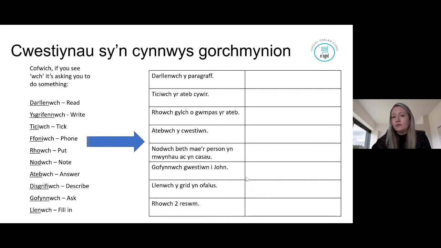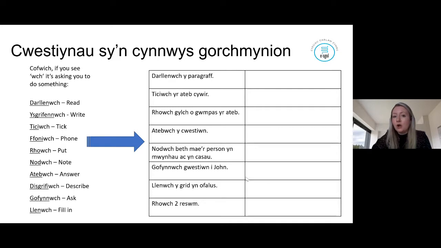Now that's an important one for you to understand, because as I said, if you tanlinellwch, if you underline a question that's asking you to put a circle, you risk losing those marks, okay? Atebwch, answer the question. Nodwch beth mae'r person yn mwynhau ac yn casau. Note what the person enjoys, mwynhau, ac yn casau, and hates.